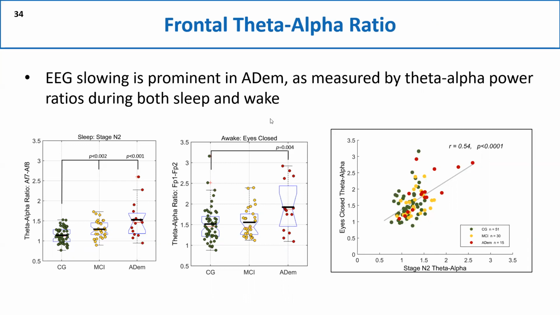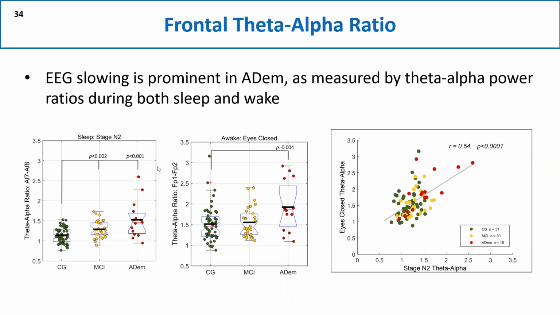Because EEG slowing, increased theta activity without increased delta activity, is a common characteristic of Alzheimer's disease, we looked at the theta alpha ratio during sleep and the theta alpha ratio during eyes closed. Both of these are from the frontalis region. This is the Sleep Profiler from AF7 to AF8. This is from 10-20 EEG, FP1, FP2.